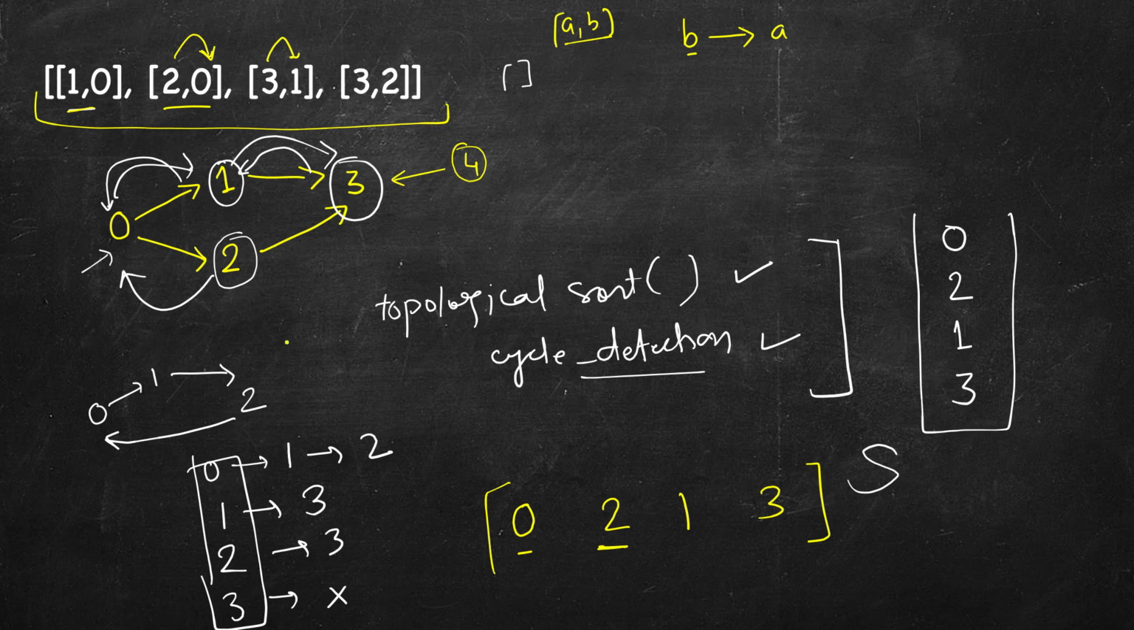Then we can do 2. Only one incoming edge is there, which is 0. And 0 we have already done. So we can do course 2. And now course 1 also we can do, since course 1 is dependent on 0, which we have already finished. And then we can do 3, since 3 is dependent on 1 and 2, which we have already done. So this is a valid ordering. But in this case, it will not be possible. There is a cycle. So let's write the code for this.